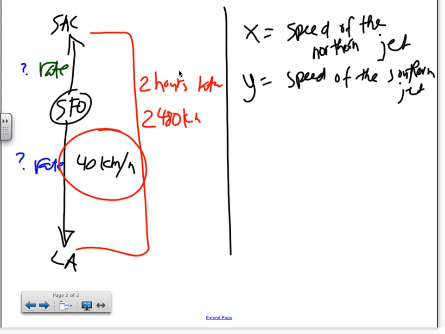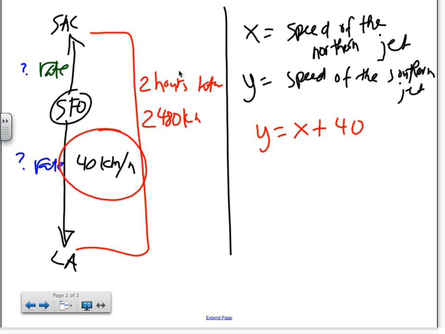Notice how it says that the southern jet, the one that's going south, is going 40 kilometers per hour greater than the one that's going north. How do you take that information and tie everything up to write your first equation? Yes? Like how we did yesterday, y equals x plus 40. Okay, you said y equals x plus 40. Does that make sense? The southern jet speed is 40 kilometers per hour greater than the one that's going north.